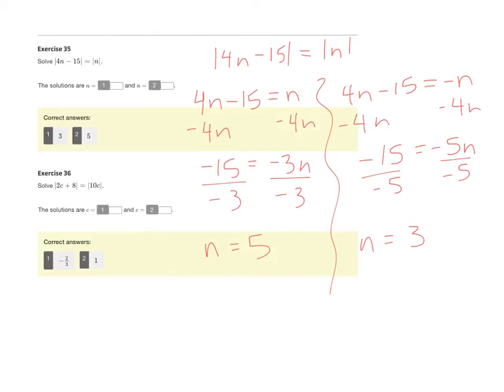Then you want to make sure that you check it. So if we plug in 5 here, this would be 4 times 5, which is 20. 20 minus 15 is 5. The absolute value of 5 is 5. So it works for the first one. The second one, 4 times 3 is 12. 12 minus 15 is negative 3. Absolute value of negative 3 is positive 3. Absolute value of 3 is positive 3. So we get 3 equals 3. And we checked it, and that's how we know those are the solutions. Let's check the next one.